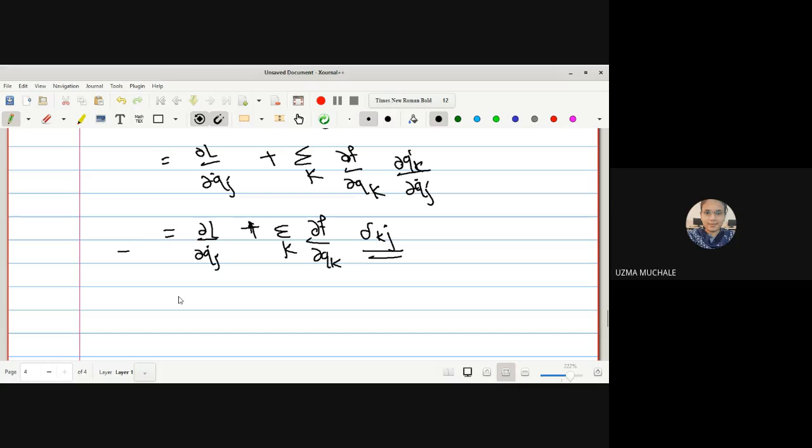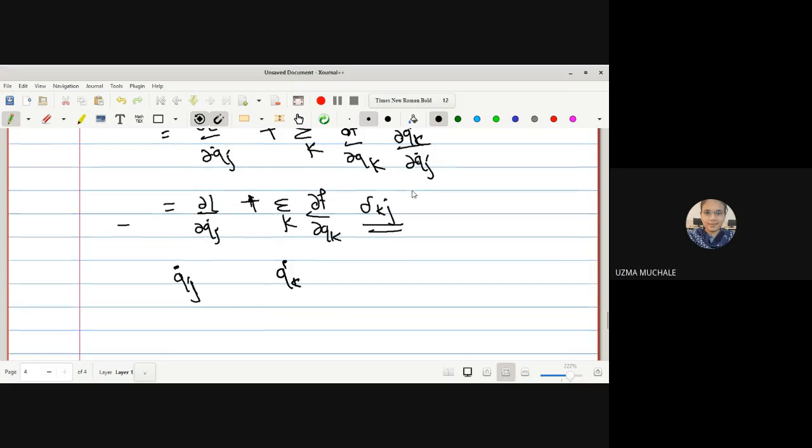If not, let me write down what is qj dot and qk dot. These are the derivatives. What is qj? qj is running from 1 up to n. qj dot will also run as q1 dot, q2 dot, q3 dot and so on. qk dot will also be q1 dot, q2 dot and so on.